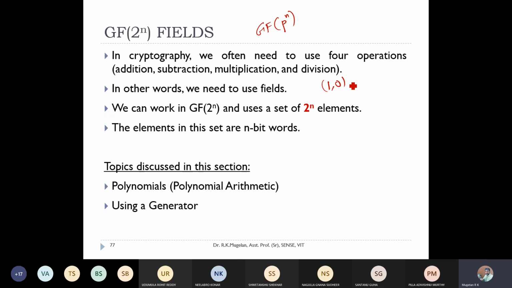Wherever we go, we are going to discuss based upon bits, right? Ones and zeros. That's why we are going to discuss only about the Galois field of 2 power n, thereby using n-bit number of words. To understand this, that is, if you want to do binary operations like addition, multiplication, and subtraction, or any binary bits, we need to do it via polynomial arithmetic.